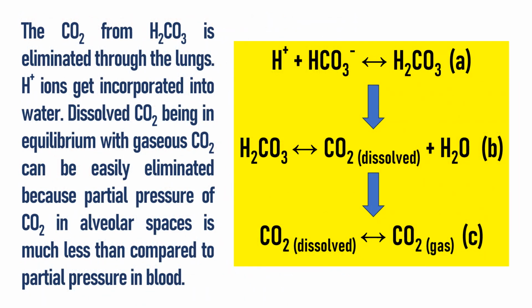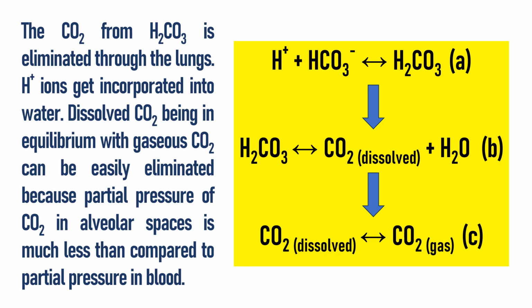The carbon dioxide from carbonic acid is eliminated through the lungs. Hydrogen ions get incorporated into water molecules. As already mentioned, dissolved carbon dioxide, being in equilibrium with gaseous carbon dioxide, can be easily eliminated because partial pressure of carbon dioxide in alveolar spaces is much less compared to partial pressure in blood. Please pause for a few seconds and go through these equations.